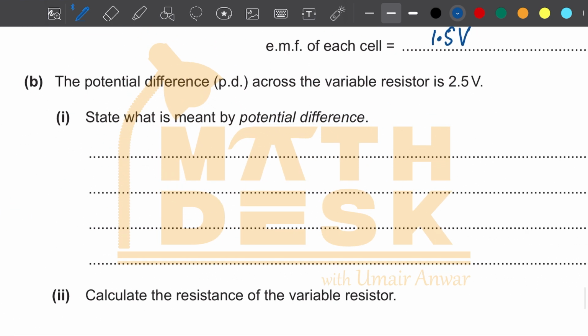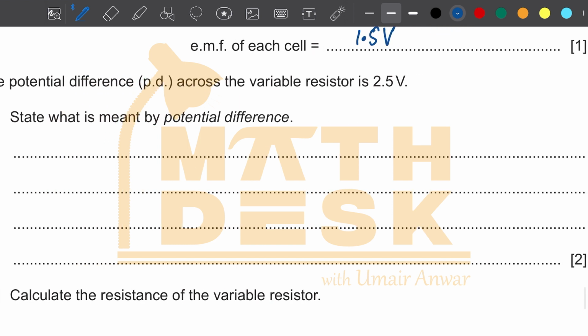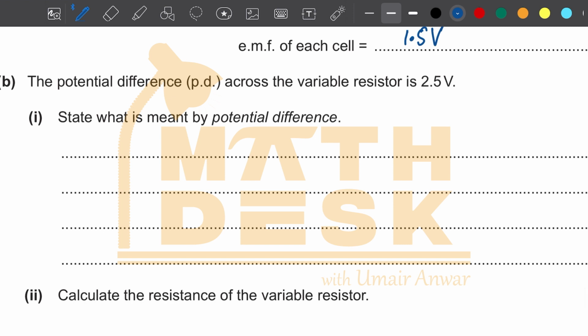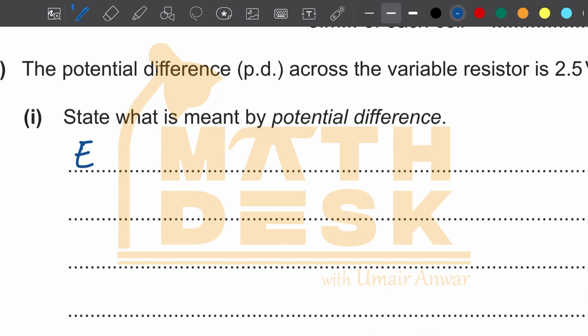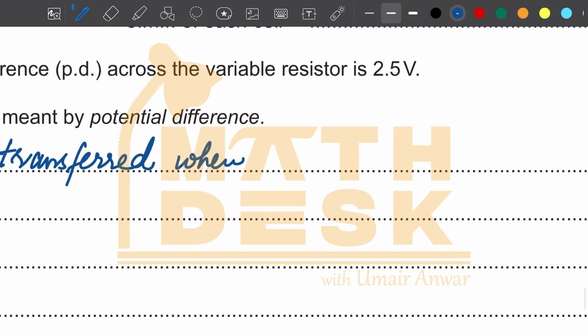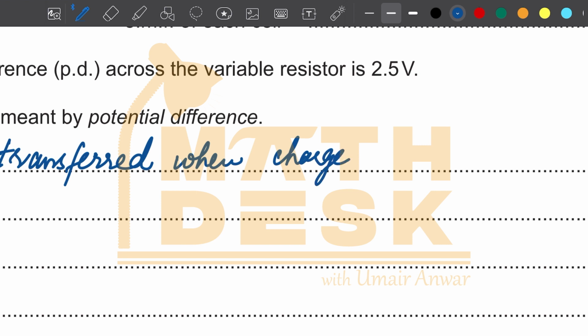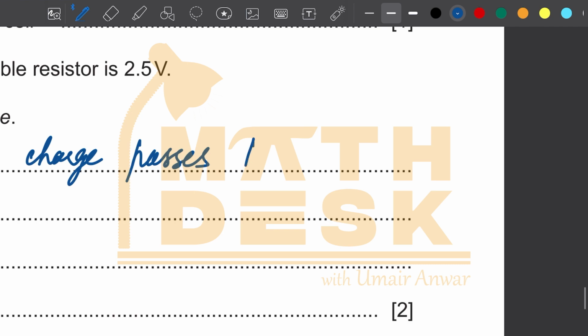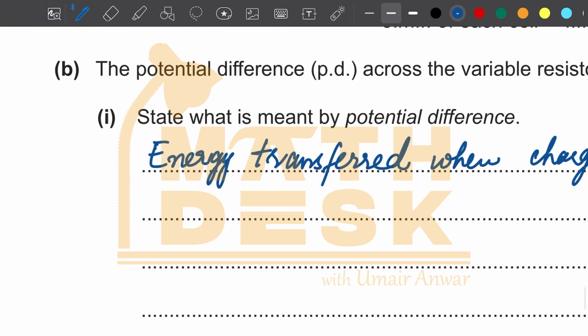The next part says the potential difference across the variable resistor is 2.5 volts. State what is meant by the potential difference. So potential difference could be defined as the energy transferred when charge passes through a component.